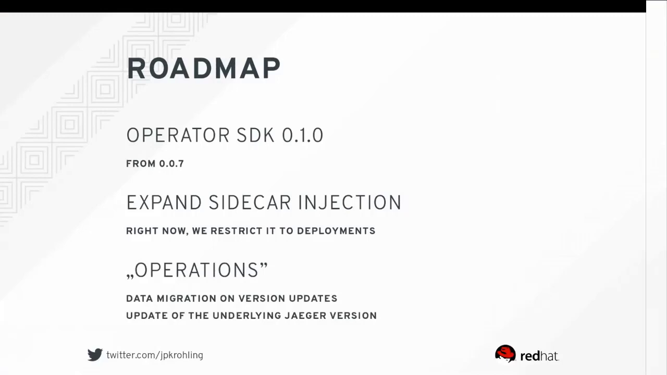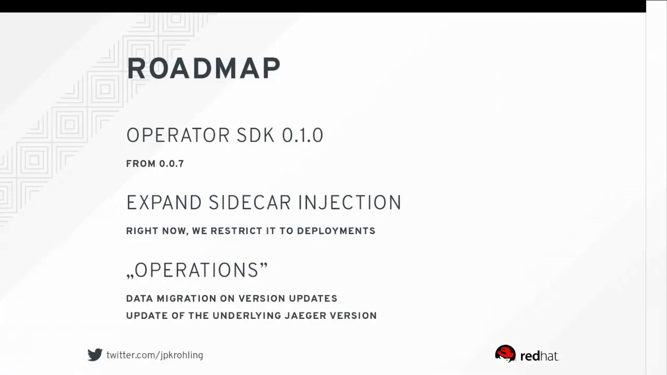In terms of roadmap, our next big task is moving from 0.0.7 to 0.1.0. There is quite a change, but I think we will manage. And then expand the sidecar injection. So right now we support only deployments, and we want to support also other pod types like stateful sets and daemon sets as well.